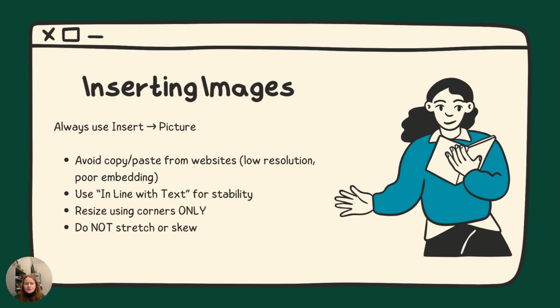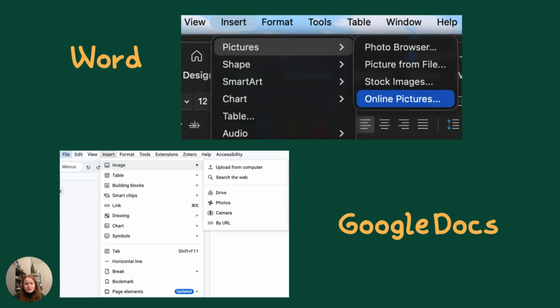Once you insert it properly, there are different formattings for text wrapping, and that's what this inline with text refers to. We're going to go into some more detail on that. But when you resize, make sure you're doing it properly. You want to hold the proportions so you don't end up with a distorted image.